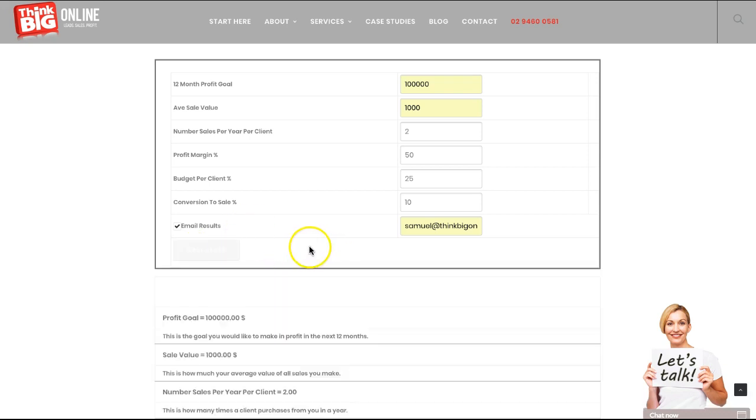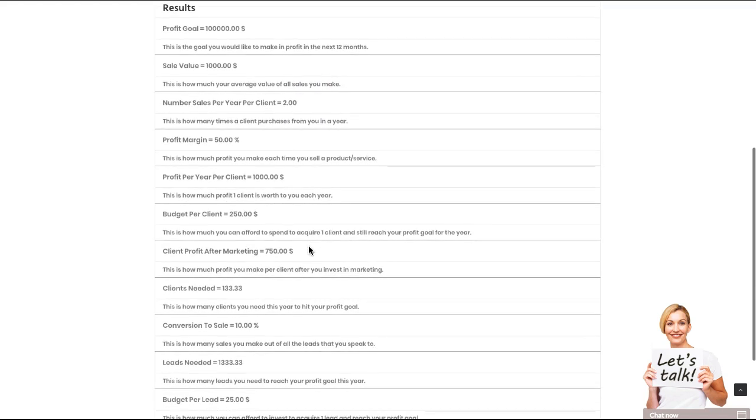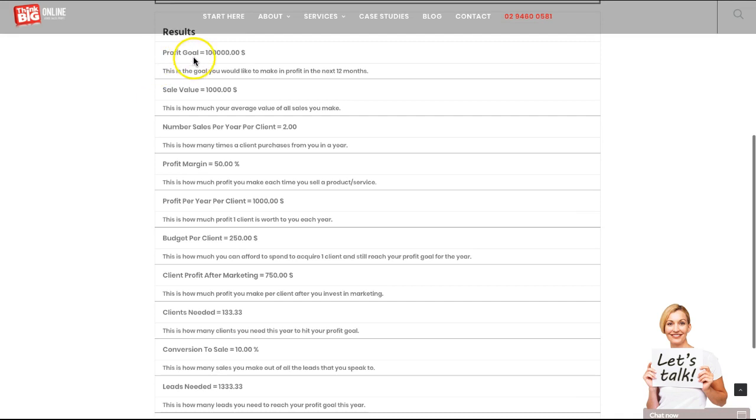Then you click calculate. Now, what it spits out is every number that you need to know within your business. So I'll just walk you through that really quickly. So our profit goal, this is what we put in at the start. So obviously you know what this is, but it's just for your record. So this will have been sent to me on my email. Average sale value, yep, that's the number that you put in before. Number of sales per client per year, yes, you put that in too.